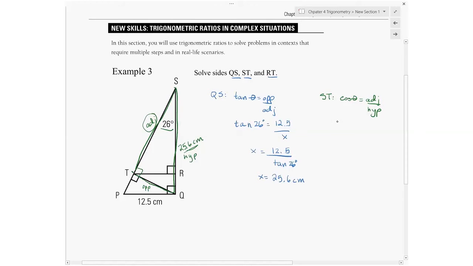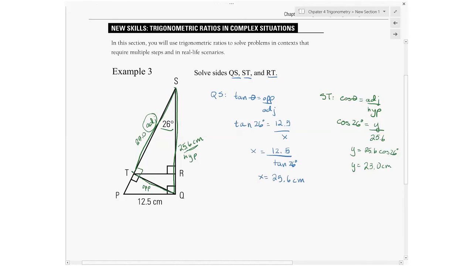Okay, so cos, again, I know my angle is 26 degrees. The adjacent is what I'm looking for. I'm going to call it y, over the hypotenuse, which is 25.6. Okay, y is on the top, so I'm going to multiply the things that are diagonal from each other. So y is equal to 25.6 times cos of 26 degrees. So again, I want to put that into my calculator. So 25.6 times the cos of 26 degrees. That gives me 23.0 centimeters.